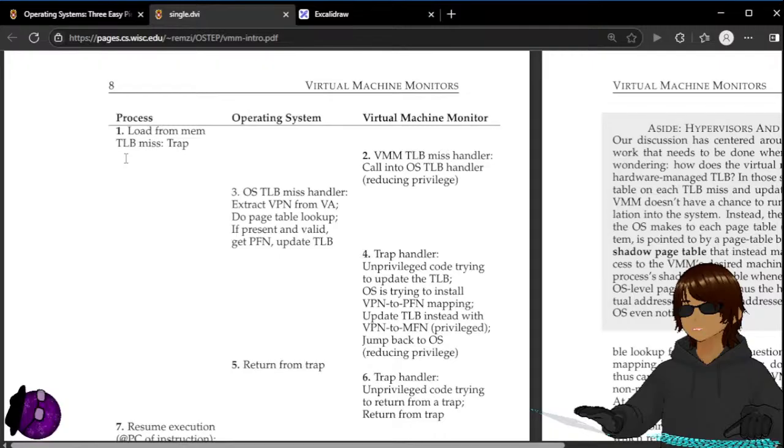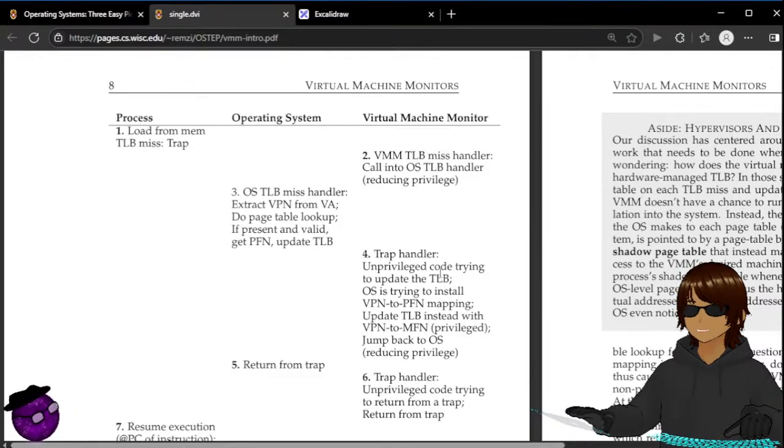So, alert from the TLB miss trap. The VMM's TLB miss handler calls into the OS TLB miss handler, reducing privilege. The TLB miss handler extracts the VPN from the VA and does a table lookup. If present and valid, it gets the PFN and updates the TLB.